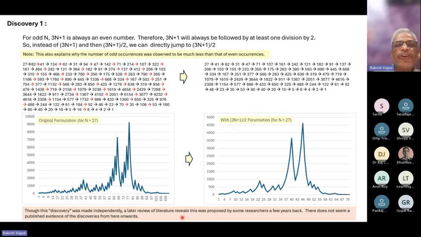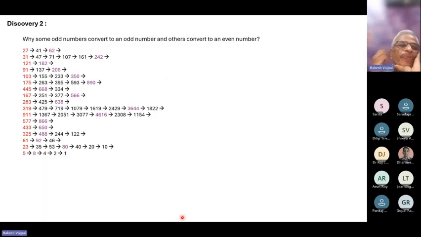This is the first discovery we had, because of which there is a certain amount of smoothing of the problem. The second discovery is a very important stepping stone, which helped in making the problem much simpler, or at least it started revealing its pattern. So I looked at the numbers, again the same 27 and up to 1, and what is happening here.